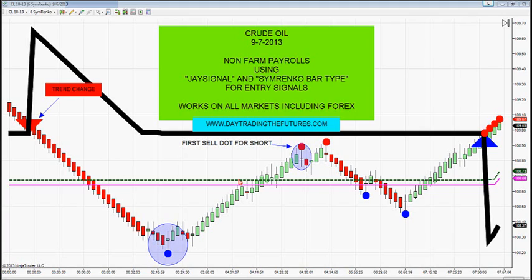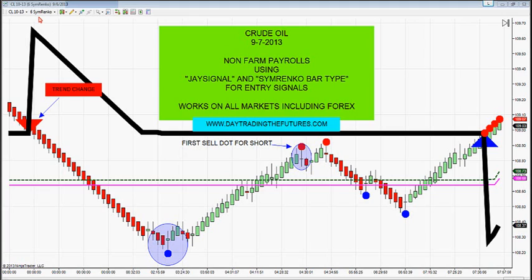Once I see a red triangle pops up, I'm looking for the first red sell dot. Once I see the first red sell dot, I'm looking to open it up at the next bar. You can open up the next bar, which is going to give you right around a 10 tick stop to 11 tick stop on a 6 SymRenko. If you look up here in the upper left, I'm using a 6 SymRenko bar type. You can go all the way down to 1 SymRenko, all the way up to a 6 SymRenko.